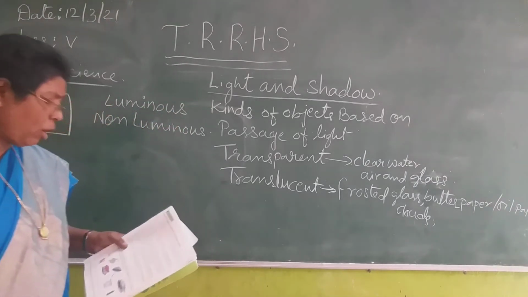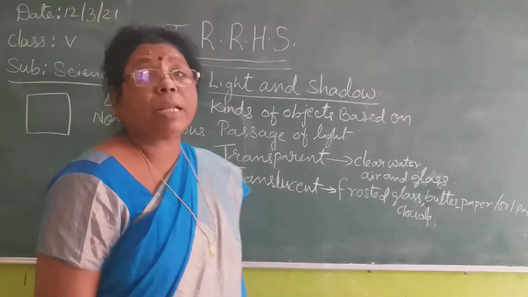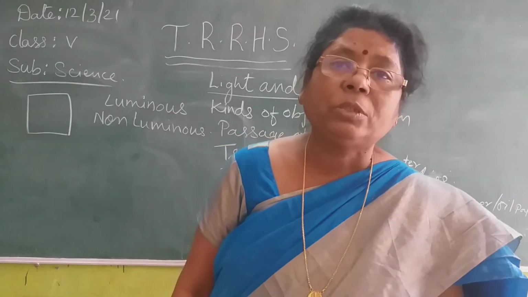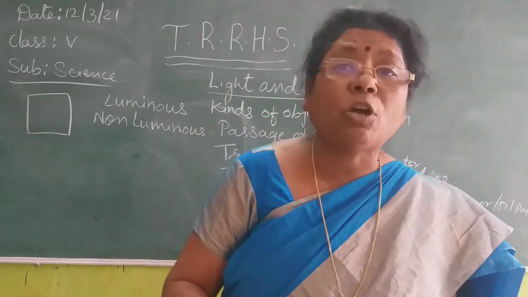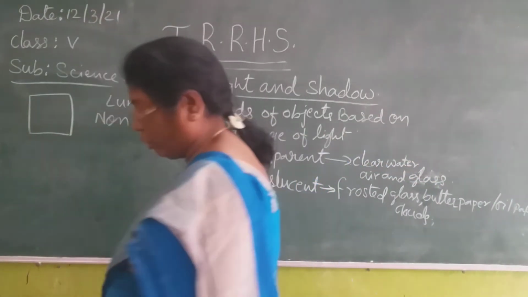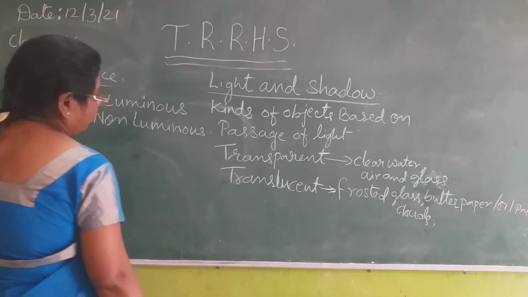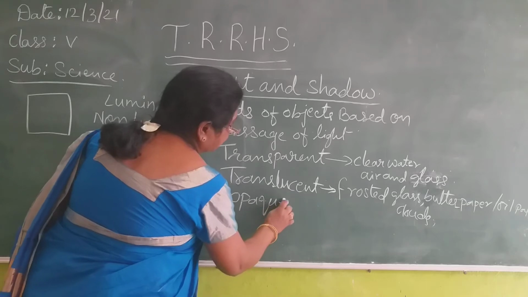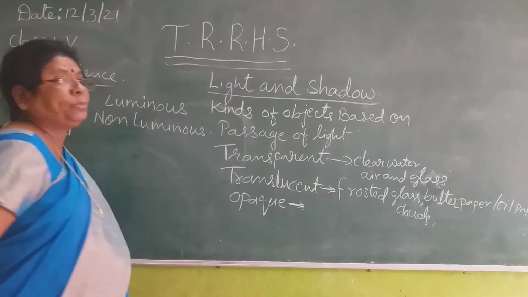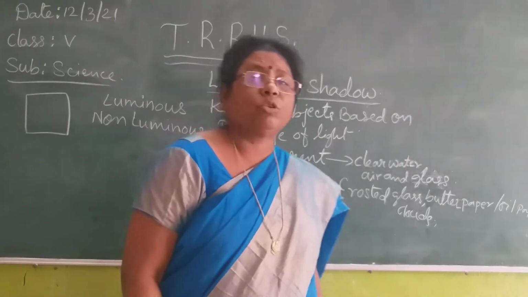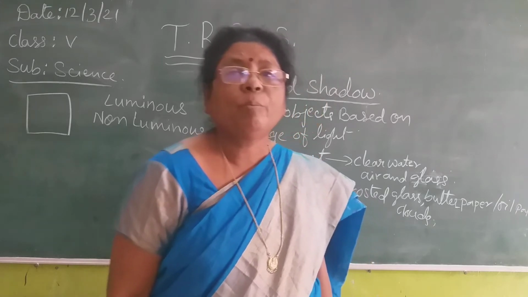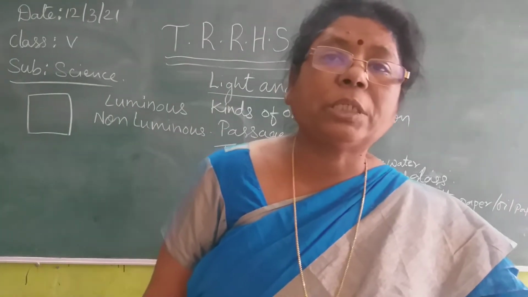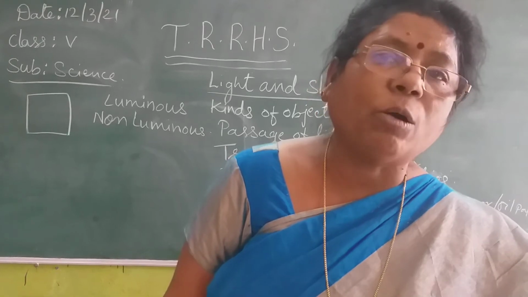Next, coming to an object that does not allow light to pass through it. An object that does not allow the light to pass through it is known as an opaque object. What do you call it? Opaque objects.